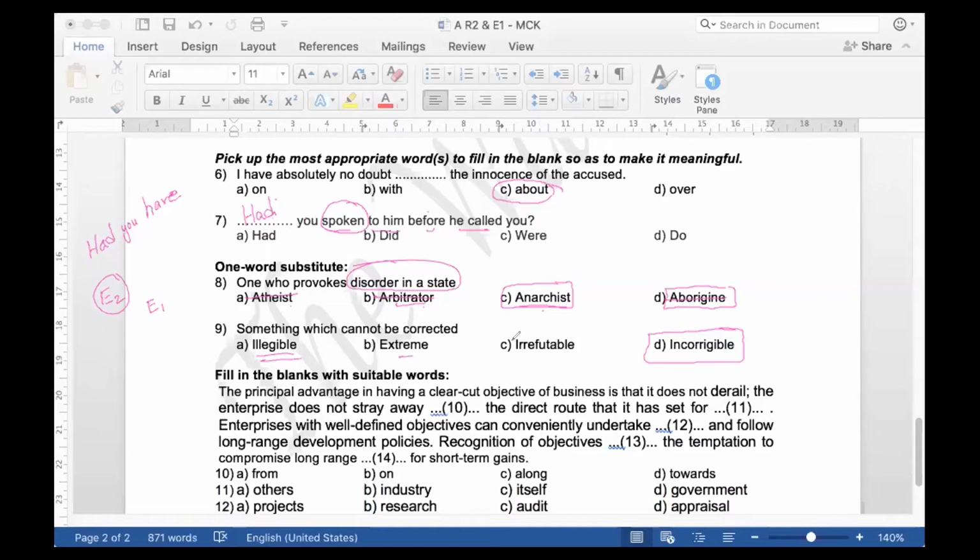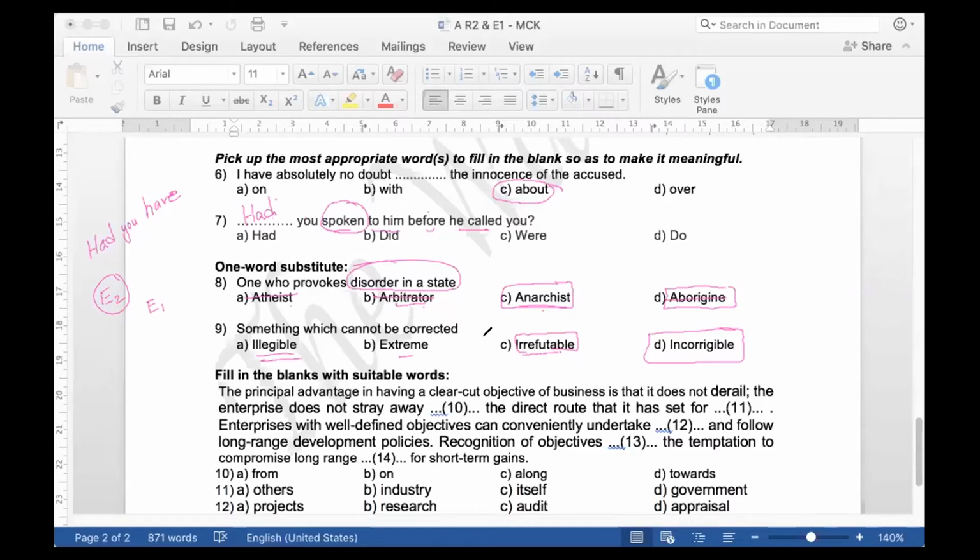Extreme, everybody knows the meaning of extreme. Irrefutable means something which cannot be refused. So even though, let's say one of you has a toothache, or one of your friends has a toothache, but on that particular day, even though you have a toothache, somebody offered you a Dairy Milk.